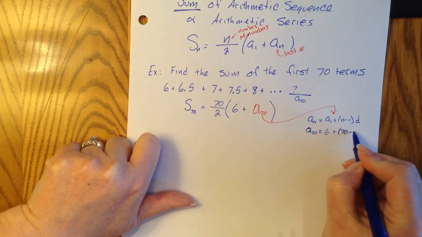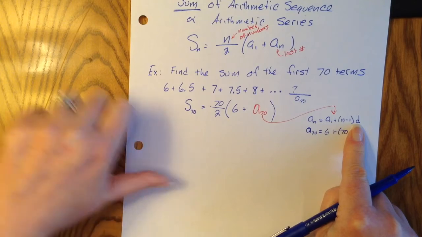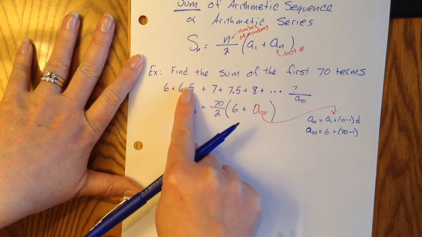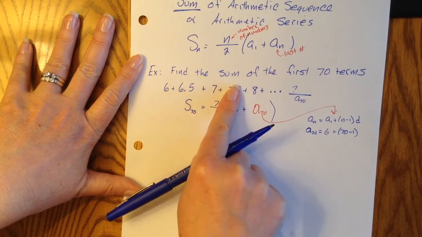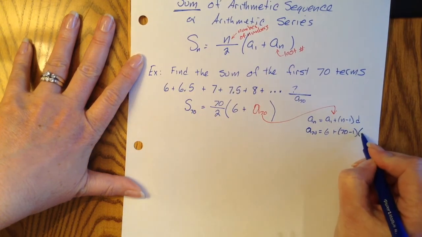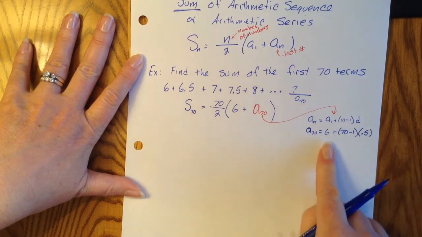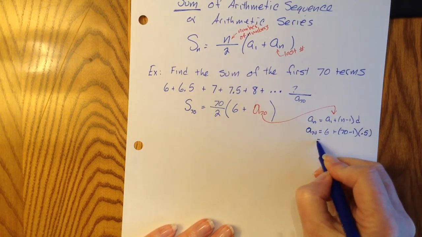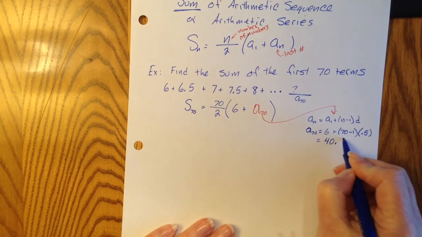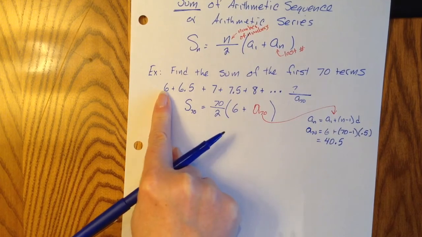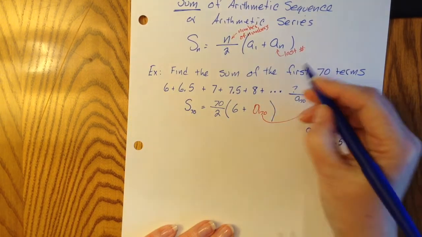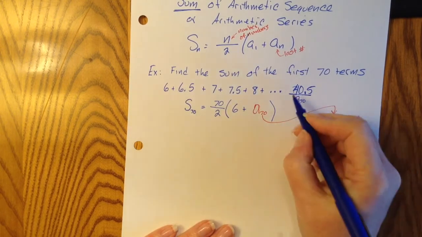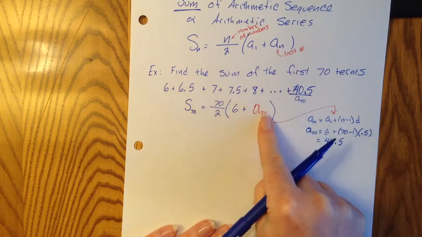It's our 70th number. What's D? D is that common difference. What is the number we're adding every time? We added 0.5. D is 0.5. So we math this out, and I've already done it, and hopefully I've done it correctly, and we get 40.5. So apparently, if we go 70 places over in this sequence, we would end up at 40.5, and that would be the last number that we would add up.